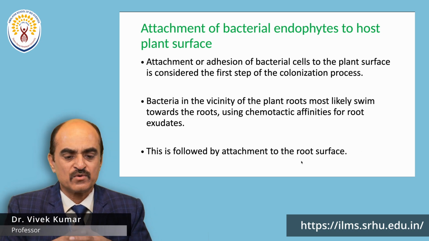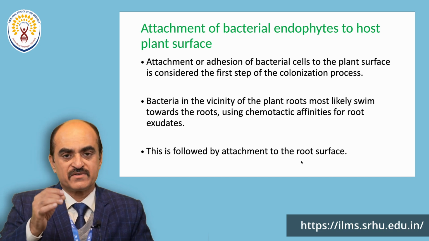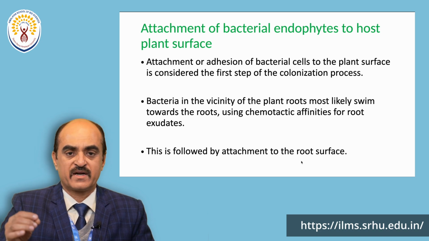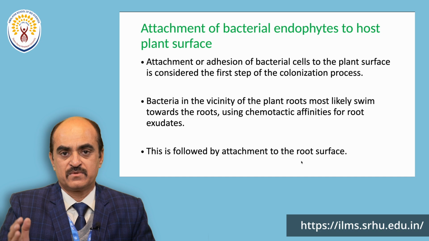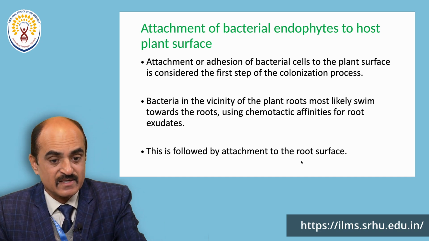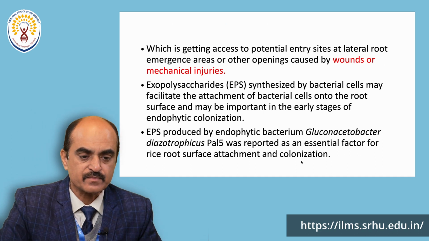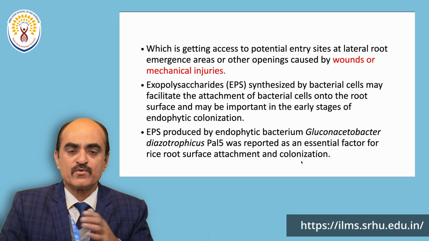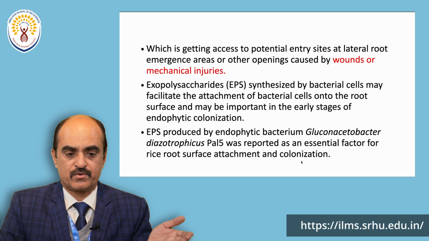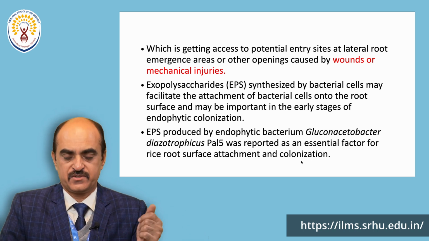They move to the root using chemotactic affinities for root exudates. It means the roots secrete some chemicals, and these chemicals attract microorganisms, bacteria or fungi, from the rhizosphere zone to the inside of the plant. This is followed by attachment to the root surface. Once they move toward the root, they get access to potential entry sites at lateral root emergence areas or openings caused by wounds or mechanical injuries.